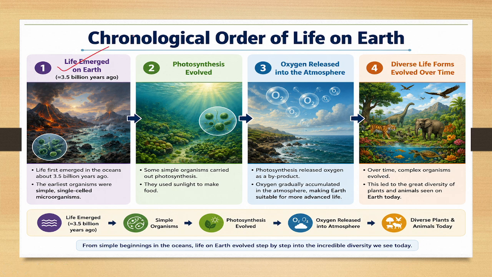That is, life emerged 3.5 billion years ago. Then what will happen? The simple single cell microorganisms came, and then photosynthesis evolved. They use sunlight to make food, and oxygen is released into the atmosphere. So oxygen gradually accumulated in the atmosphere, making Earth suitable for more advanced life. We know that photosynthesis released oxygen as a byproduct, and diverse life forms evolved over time. That is, over time, complex organisms evolved, and this led to the great diversity of plants and animals seen on Earth today. So that's all about the chronological order of life on Earth.